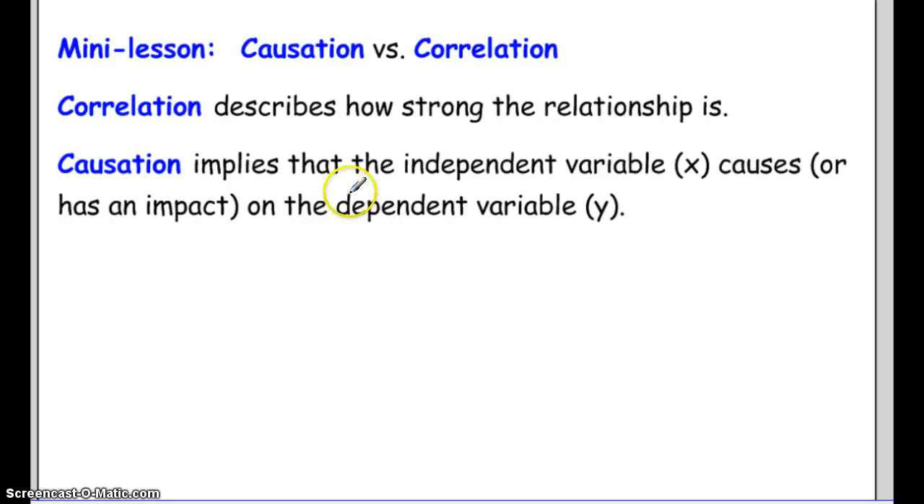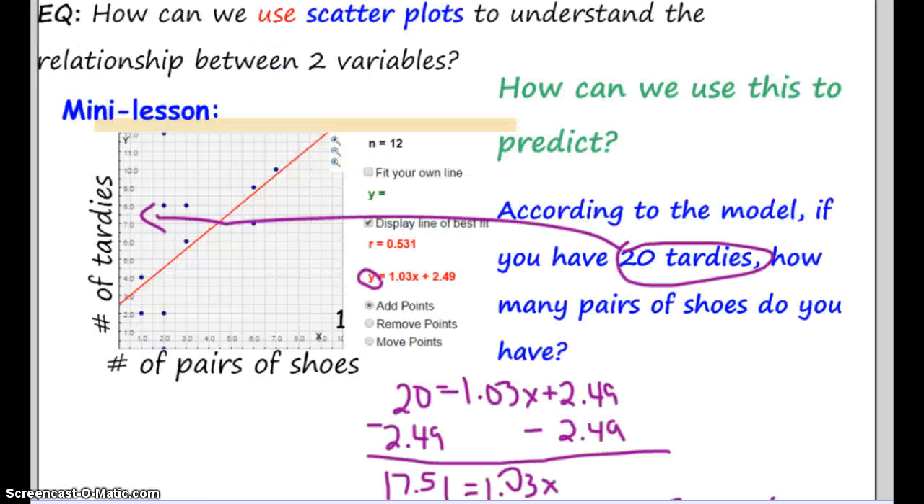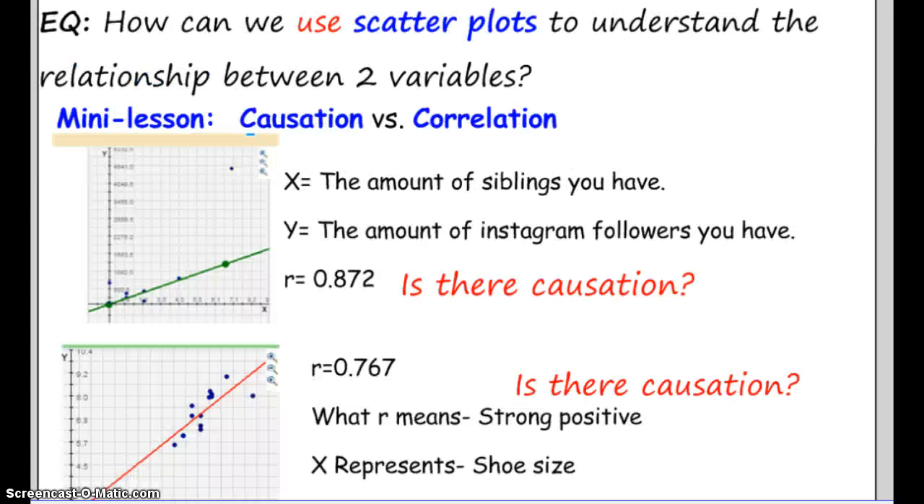All right, now let's quickly talk about causation versus correlation. So correlation describes how strong the relationship is, which means how close the points are to the line of best fit. Causation implies that the independent variable, or x, causes y, or the dependent variable. So I always ask myself here, does x cause y? So let's look at our example. Does the number of pairs of shoes cause the number of tardies to increase? Well, no. So even though there's a strong correlation, we say there is no causation. Let's look at this next example.